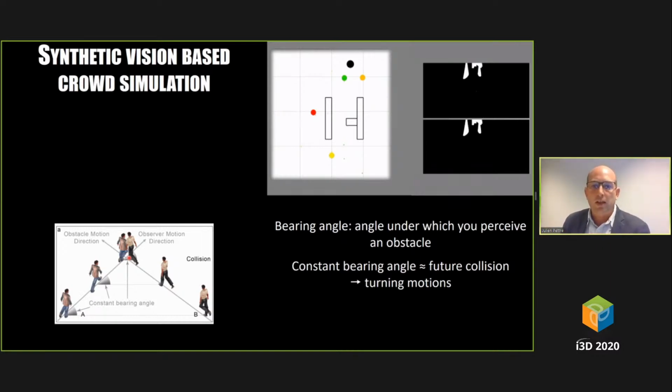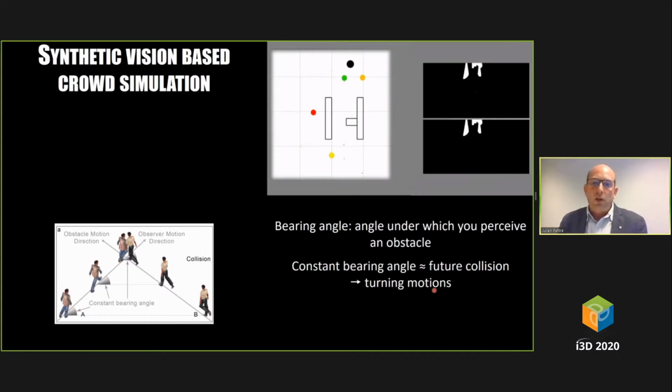So we do a bit of the same. When one of our agents is perceiving a constant bearing angle with one of those pixels, so white here means constant, what we actually project here is the derivative of the bearing angle. So there is a clue of future collision with this pixel, and the agent will perform turning motions so as to sort of give this pixel a turning angle value.